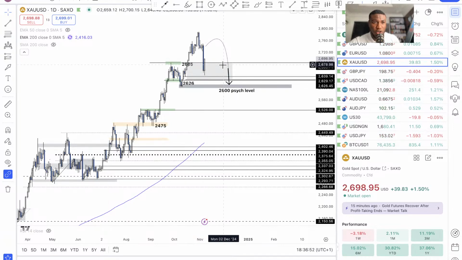So what we're going to do on the gold market is, if you're trading gold actively, what I would tell you to do is to wait for the next candlestick and see, because I expect the next candlestick to still push the gold market to the downside.